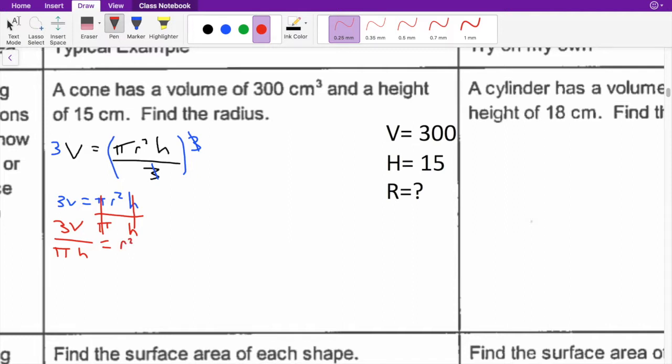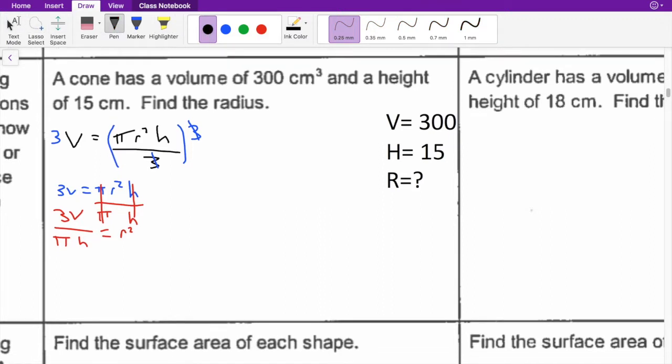I'm going to leave that r squared up there for right now, and I'm going to plug in everything I know. Let's go back to red here. So what do I know? 3 is just a number. I'm going to times by 300 because that's my volume. Then my pi is pi. I'm not going to write out the whole thing. And h is 15. So times 15. Right? Equals r squared.